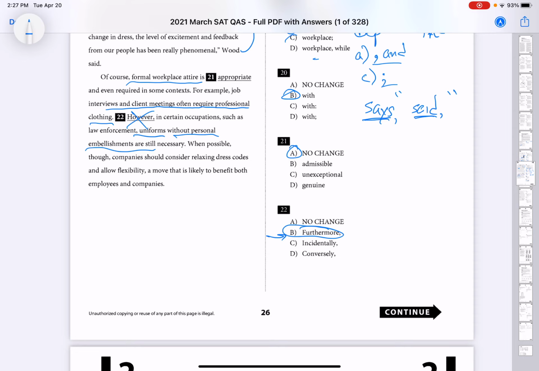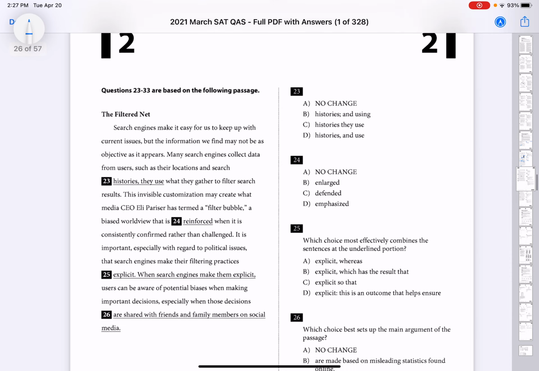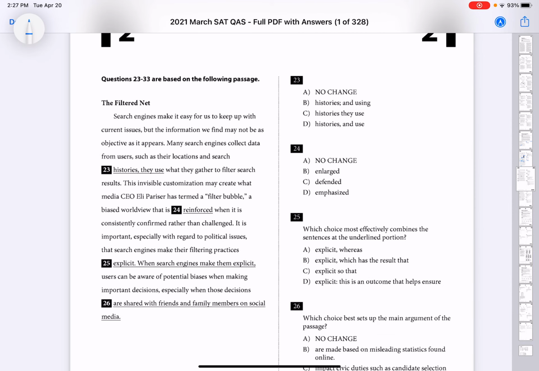When possible, though, companies should consider relaxing dress codes and allow flexibility, a move that is likely to benefit both employees and companies. All right, 23. So we'll look at the next passage now. It says the filter net... Let's see. Are there any answers that we can already cross out?